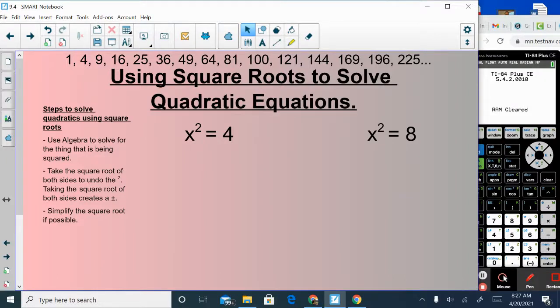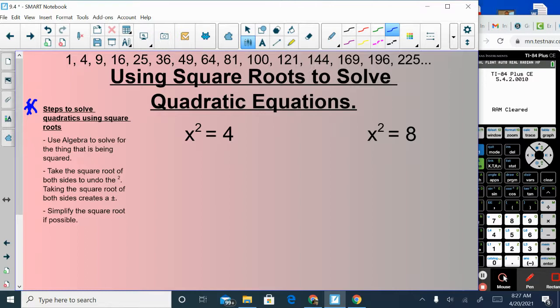Hello, algebra students. We are continuing our study on using square roots to solve quadratic equations. Before we start any examples, I want to go over the steps to solving a quadratic equation. I have them over here on the left. This would be a wonderful thing to have in your notes.